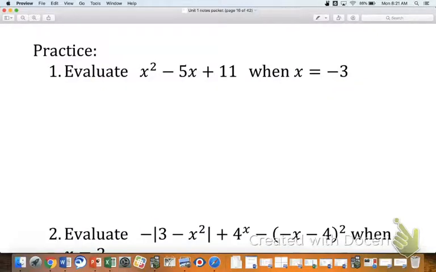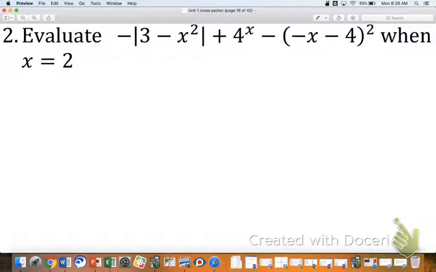Answer up here. The value here is 35. We had Ava. Colton did a nice job. Okay, so let's go ahead and move on.